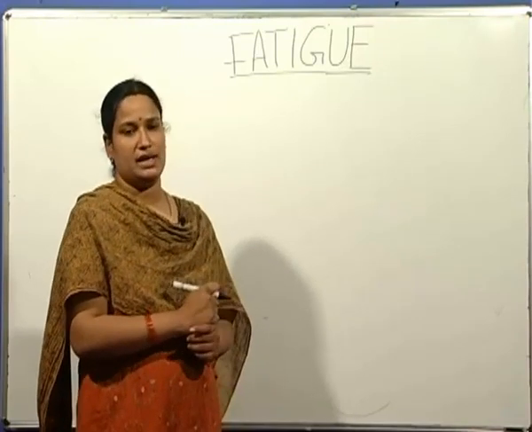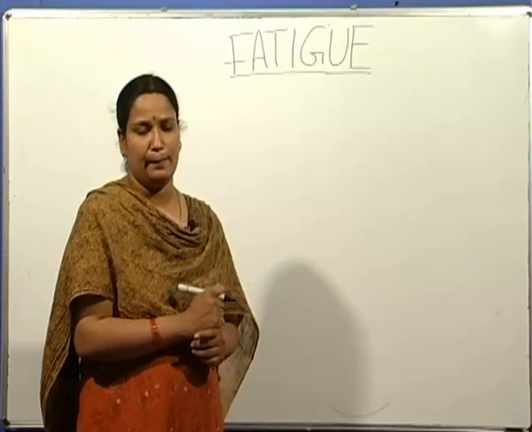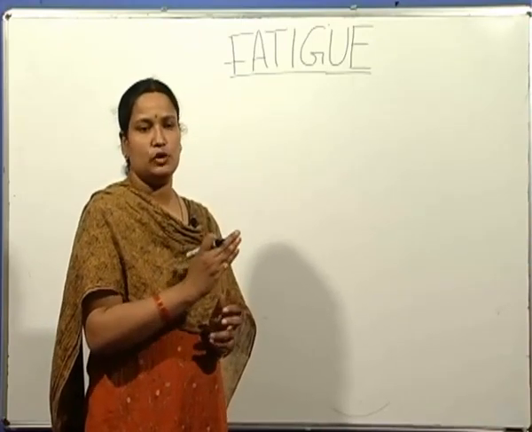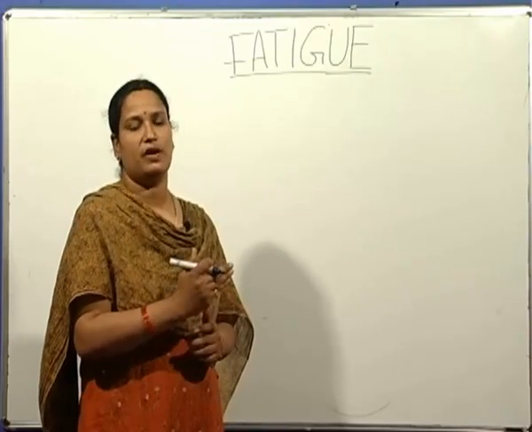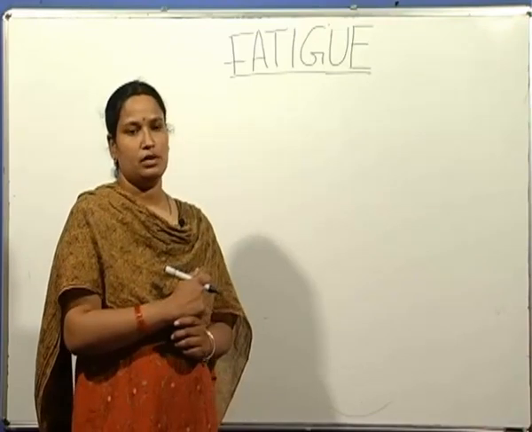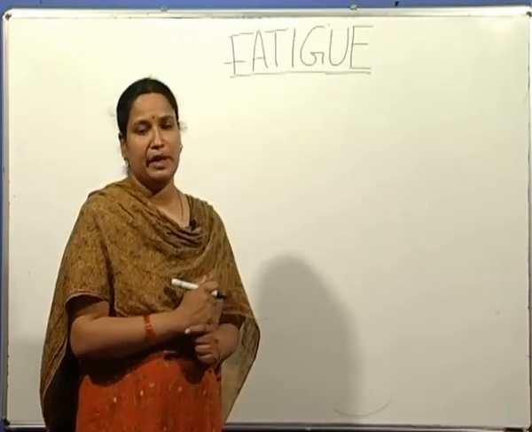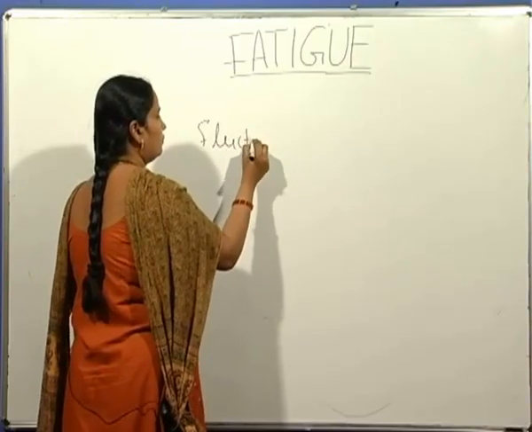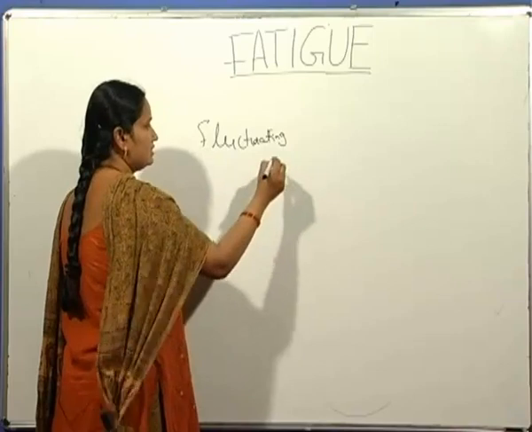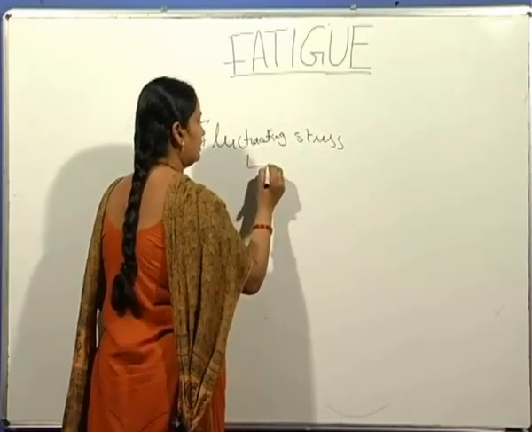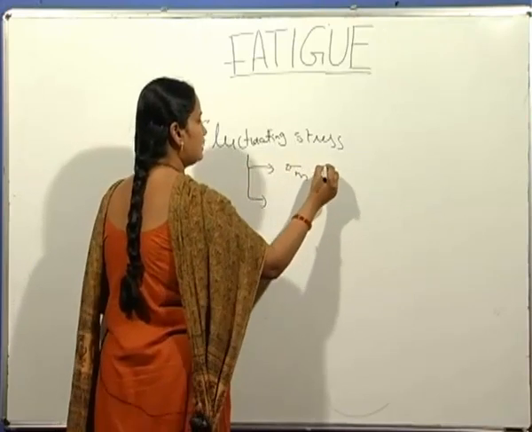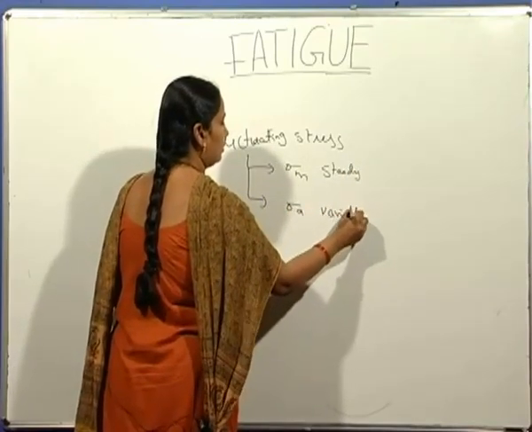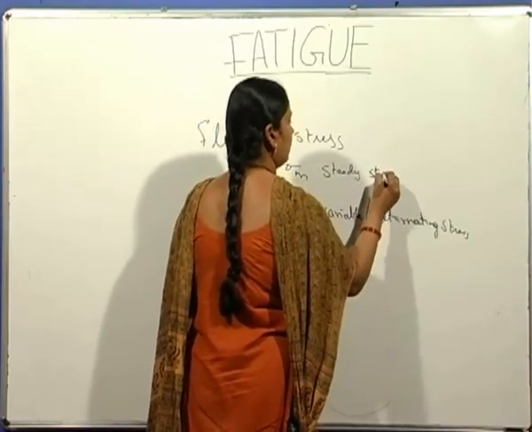So this fatigue can be defined as the progressive accumulation of damage due to fluctuating stresses. Damage is accumulated due to fluctuations in the stress, and finally the component fails. The fluctuating stress is made up of two components. One is steady stress or the mean stress, and the other is sigma A, which is the variable stress or alternating stress.